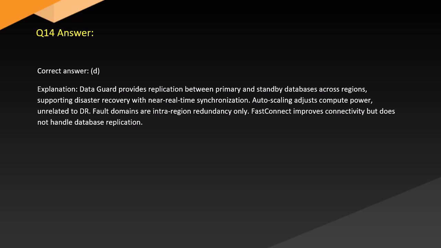Answer. Correct answer: D. Explanation. Data Guard provides replication between primary and standby databases across regions, supporting disaster recovery with near real-time synchronization. Autoscaling adjusts compute power, unrelated to this. Fault domains provide intra-region redundancy only. FastConnect improves connectivity but does not handle database replication.